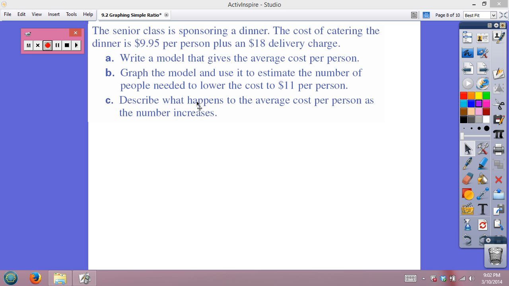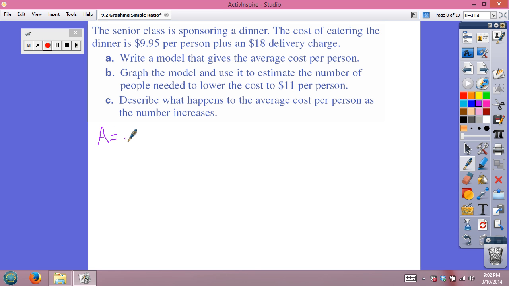Okay, so our last example is going to be a modeling example, and it says, a senior class is sponsoring a dinner. The cost of catering of the dinner is $9.95 per person plus an $18 delivery charge. So it says write a model that gives the average cost per person. So first what we want to do is classify our variables. I'm going to use A for the average cost. I am going to note that 18 is our delivery charge.